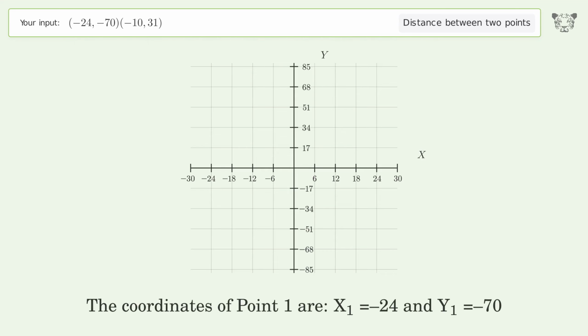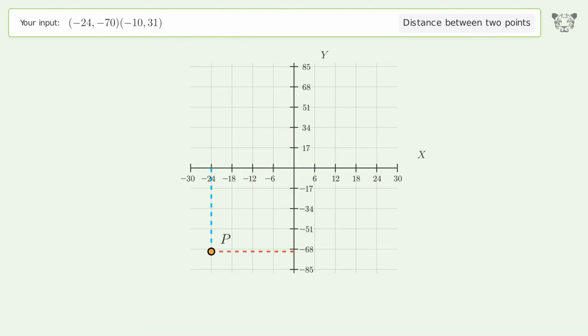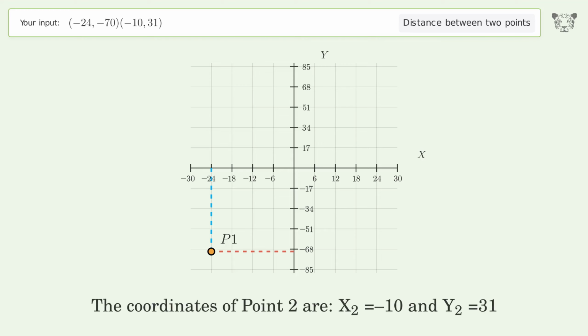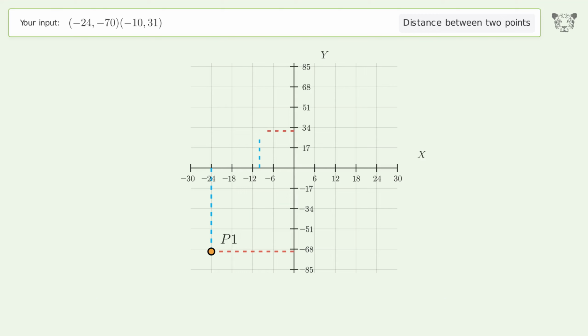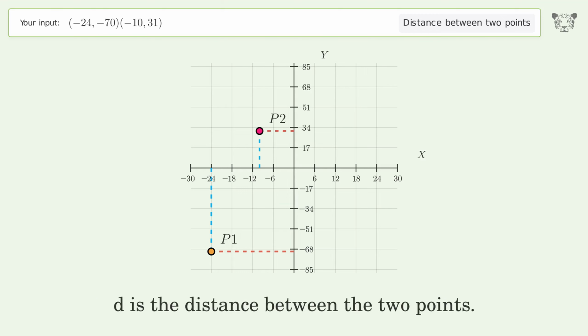The coordinates of point 1 are x1 equals -24 and y1 equals -70. The coordinates of point 2 are x2 equals -10 and y2 equals 31. D is the distance between the 2 points.